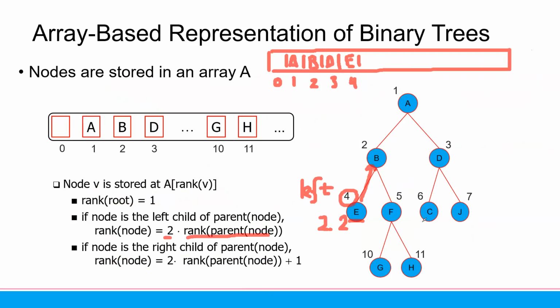Let's check F. What is F? It is the right node. Because it is the right node, we will use this formula: 2 multiplied by the rank of the parent node, which is 2. So 2 multiplied by 2 plus 1. Then it is 5. Then in index 5, we can put F.